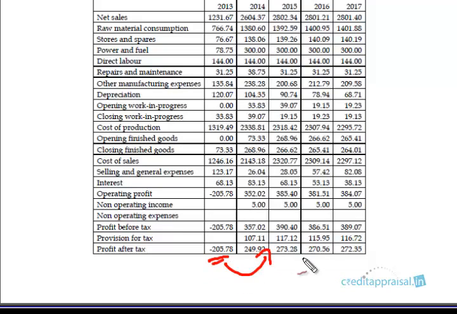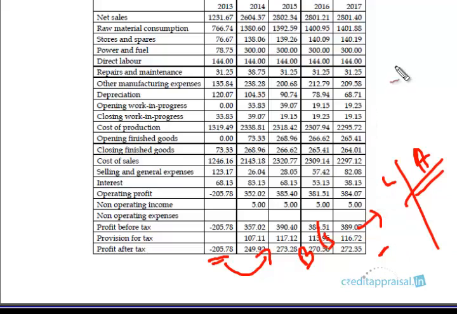205.78. This will go to the P&L account. This will go to the balance sheet under either the asset side, where it will go into intangible assets as accumulated loss, or on the liability side, where it will be shown in the negative reserves and surplus.